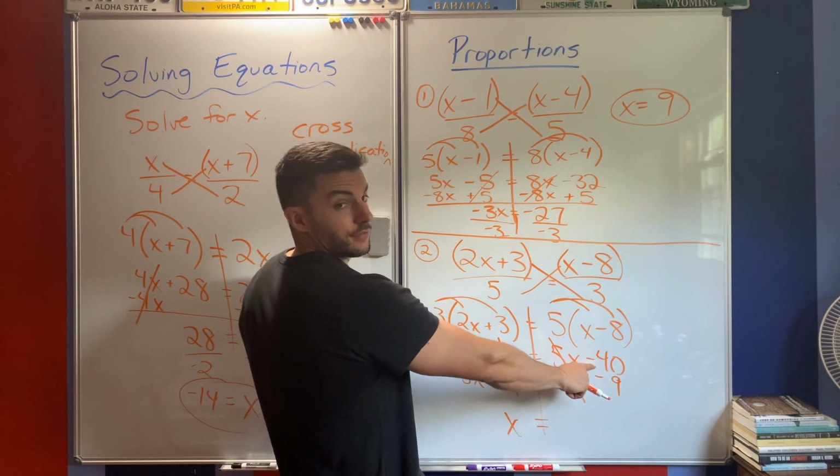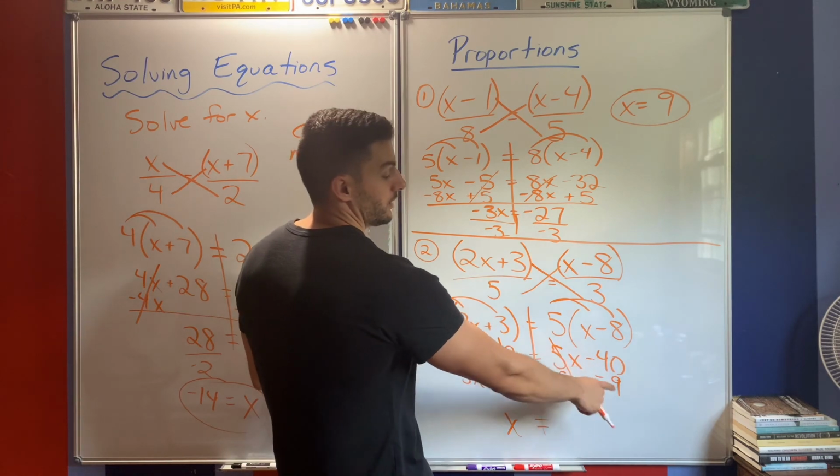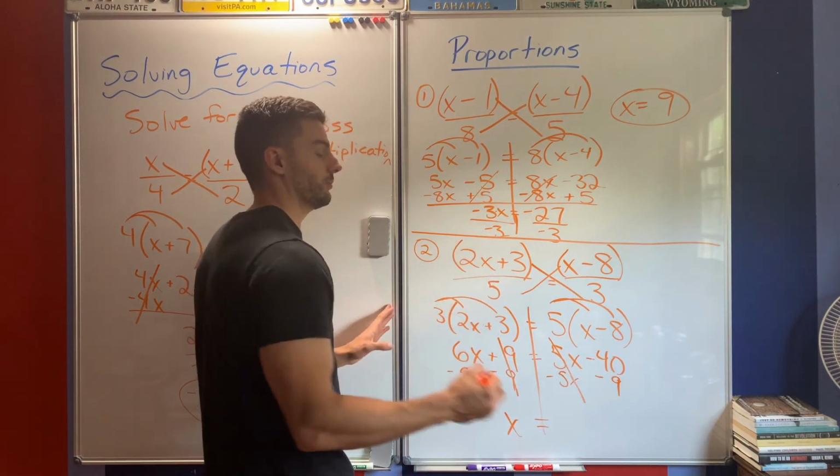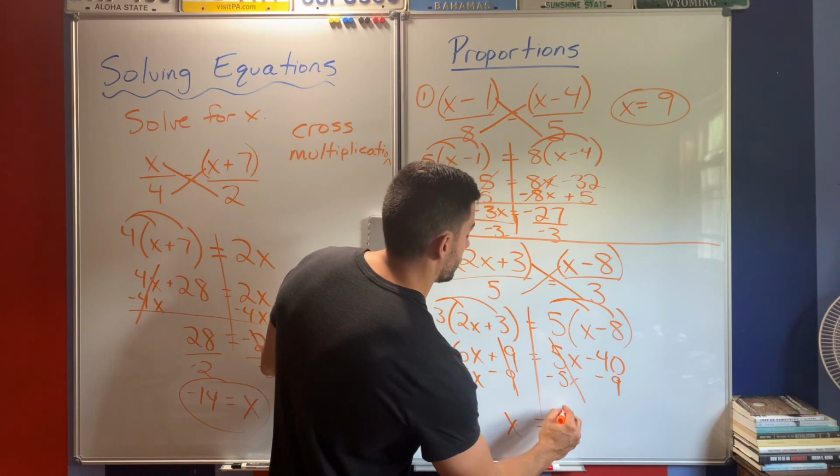I just need to do negative 40. Don't forget this is negative. Negative 40 minus 9 more. So negative 40 minus 9 takes me down to negative 49.